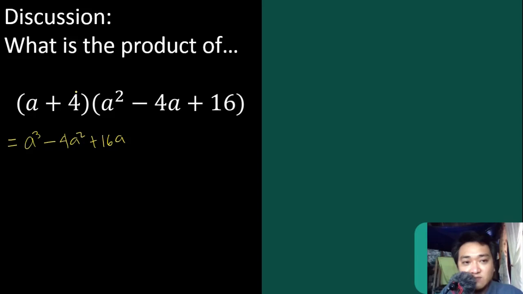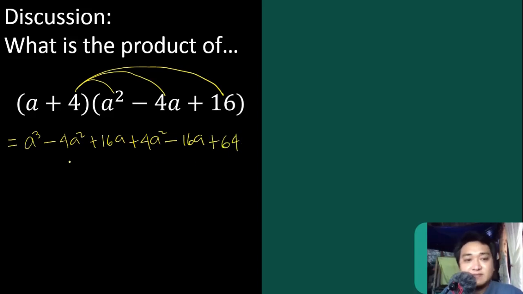Let's say you have positive 4 times a squared, that will be positive 4a squared. 4 times negative 4a, that will be negative 16a, and 4 times positive 16, that will be positive 64.